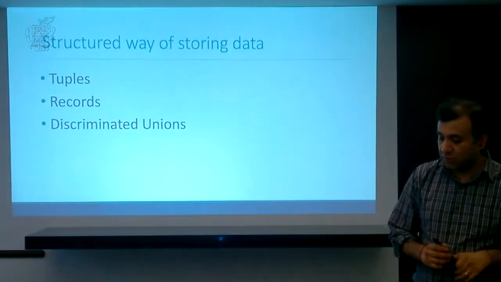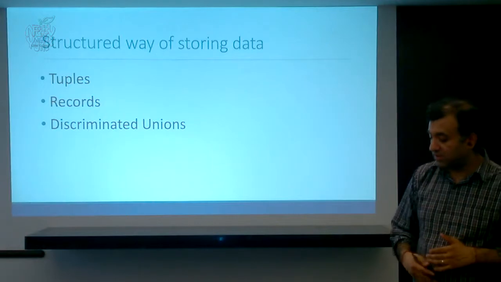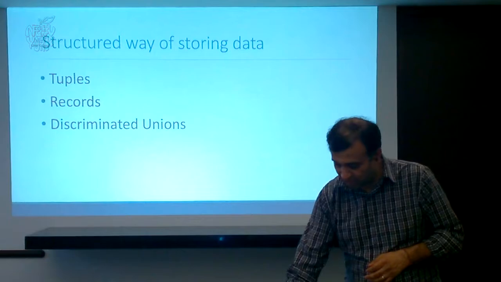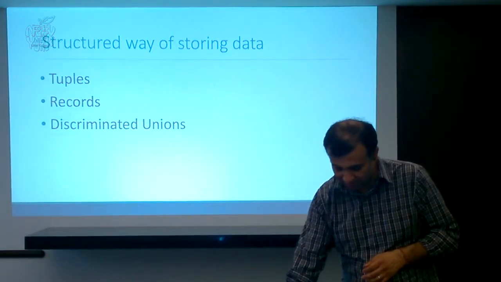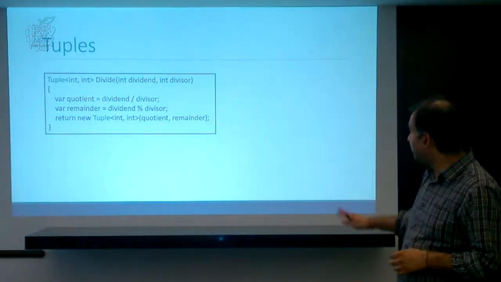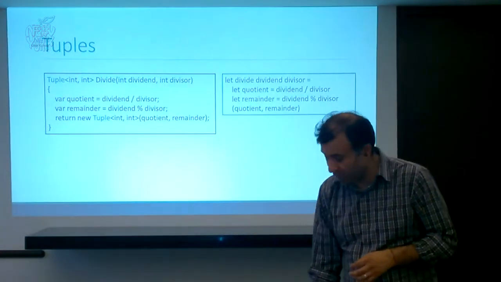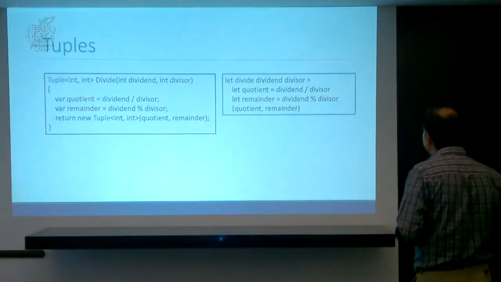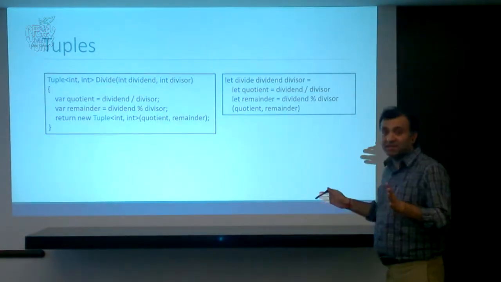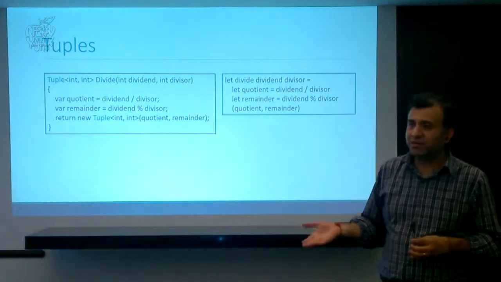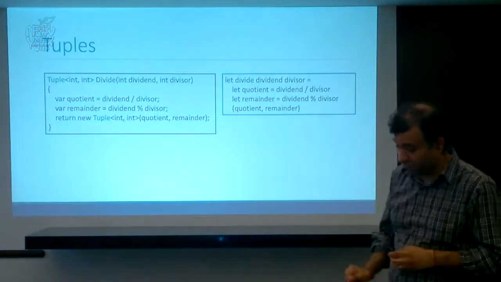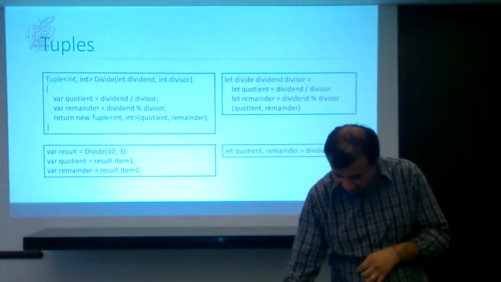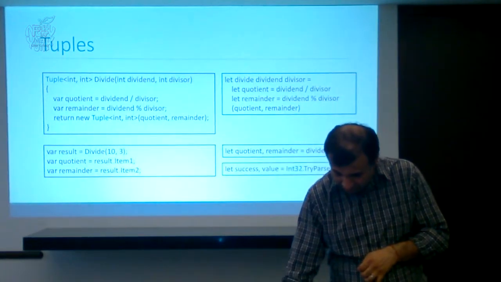You have a structured way of storing the data: tuples, records, discriminated unions. Tuples and records are actually pretty similar. Discriminated unions, I'll talk a little more about, but they have some interesting properties also. So again, this is C# code and you'll have the corresponding F# code. It's pretty simple what a tuple is. So this is a tuple in F#, A, B, C, that's the syntax. You don't need to declare the types because the compiler will infer it for you. So that's how you declare it, that's the corresponding F# code.